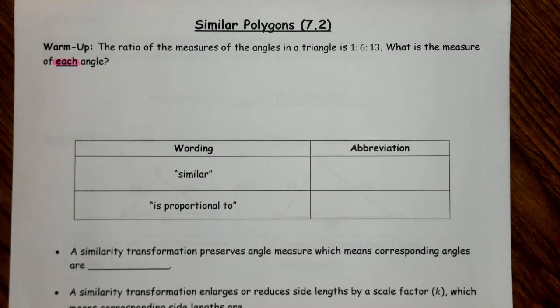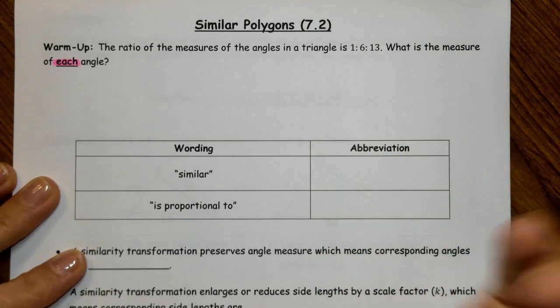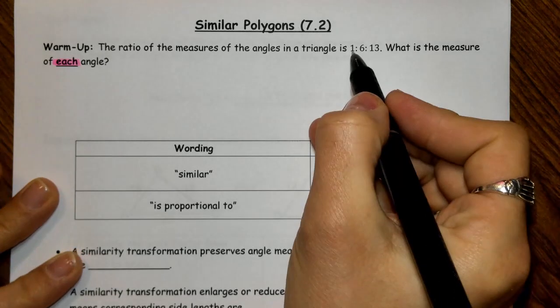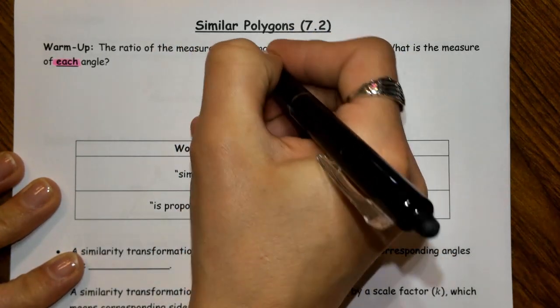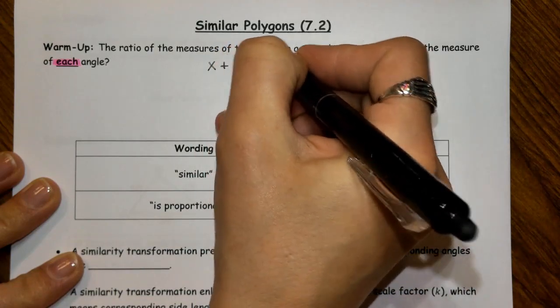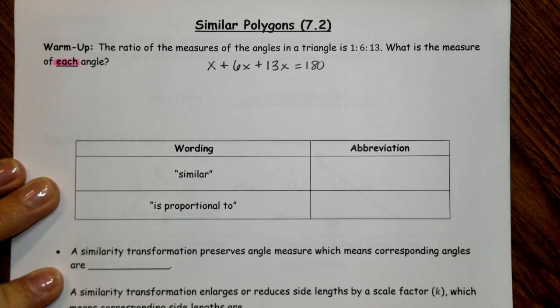As we talked about, each one of these numbers is going to be multiplied by the same number to get the actual measurements. This is our variable, our scale factor. So that variable that we don't know, we're going to put as x. So we want to add all of these together to equal 180, but we have to add the x onto it. So we're going to have 1x, which will just be x, plus 6x, plus 13x, all equal to 180 degrees. Pause the video, solve for x.